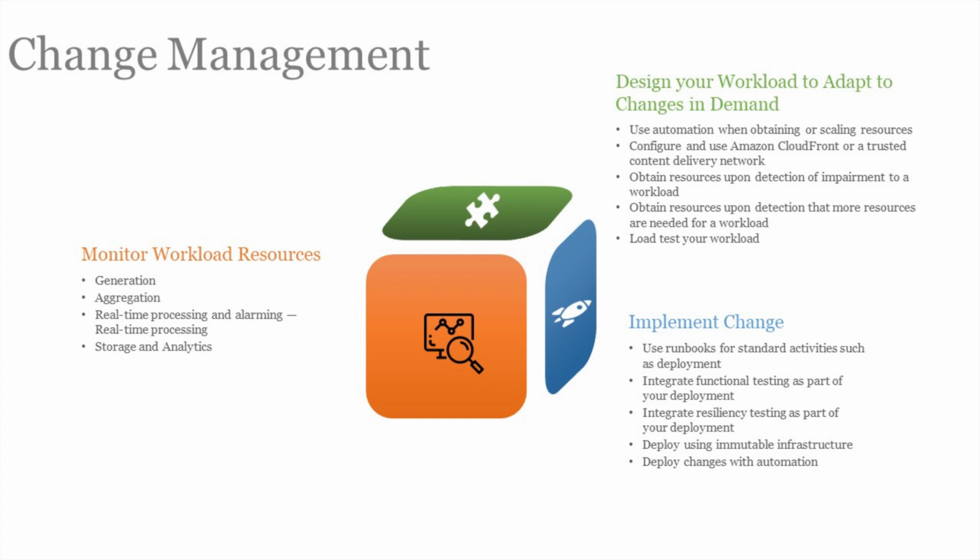Deploy changes with automation. You should make use of automation by implementing CI/CD pipelines through AWS CodeDeploy, which automatically deploys application code to EC2, Lambda, ECS, and on-premises networks. This ensures a consistent approach every time you want to deploy changes to your workload.